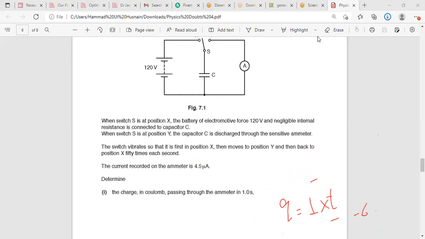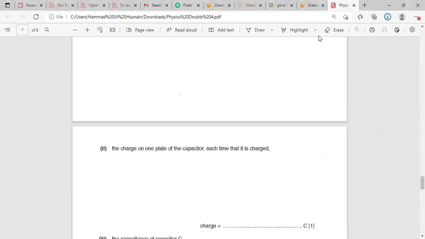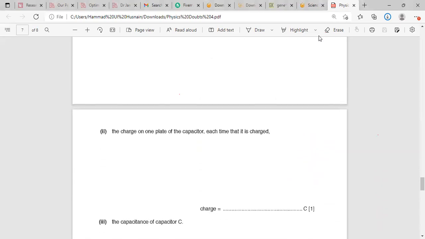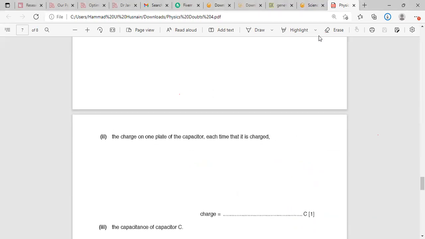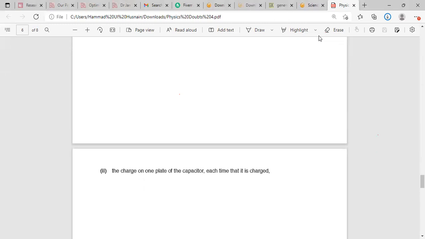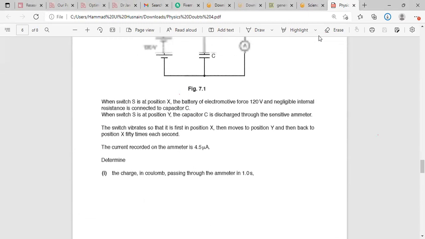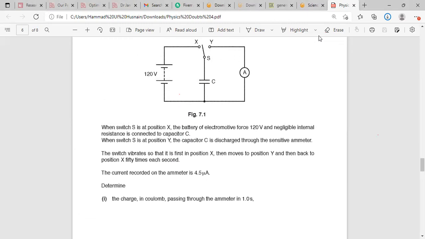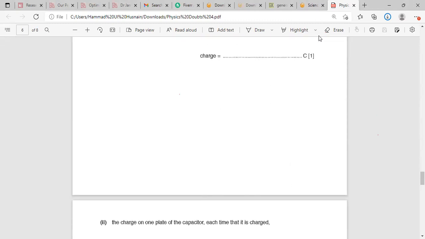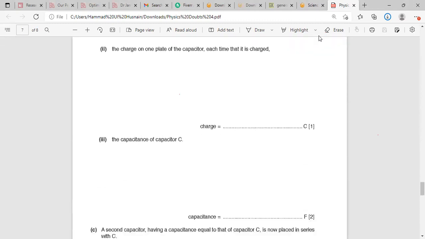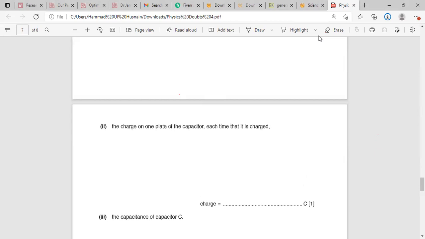Yes. Okay. So what is the next part of this question? The charge on one plate of the capacitor, each time that it is charged, we need to find the charge on one plate in this case, right? Just give me a minute to have a look at it.